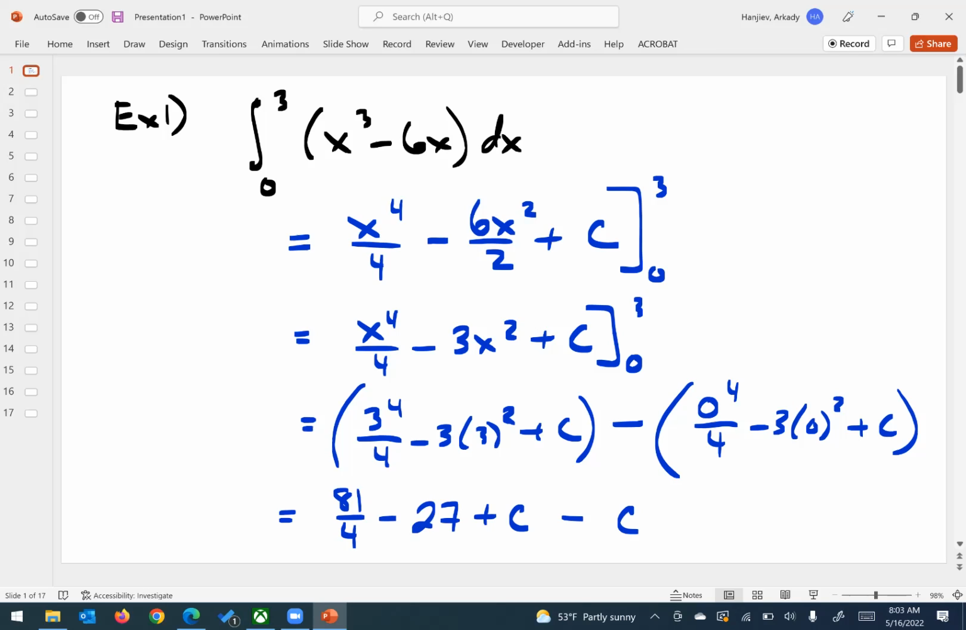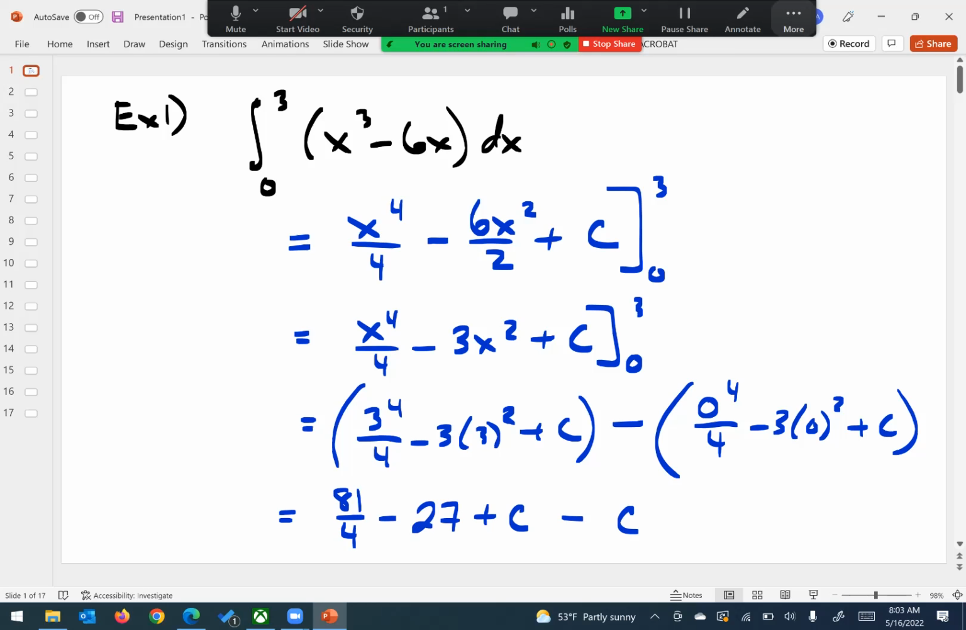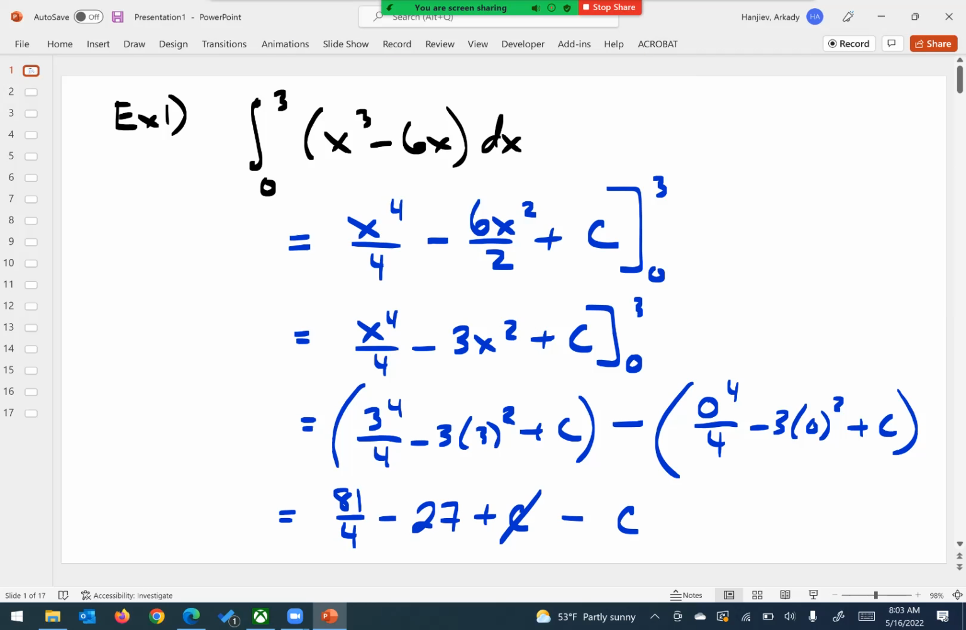So what happens to the C's? They cancel each other out. So we're not going to put C's anymore. Ain't worth it. So those get crossed out.